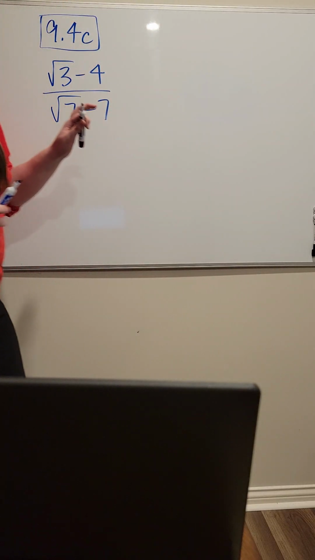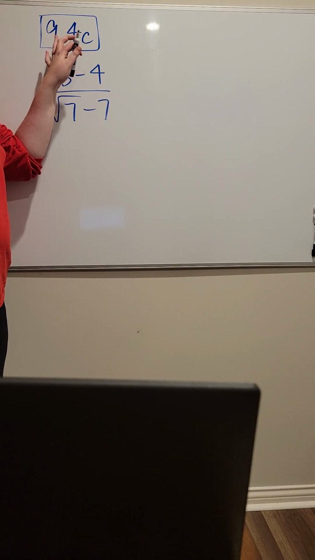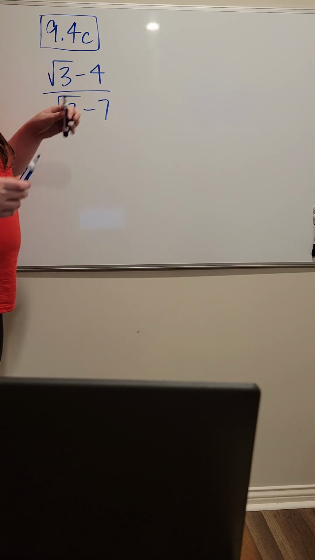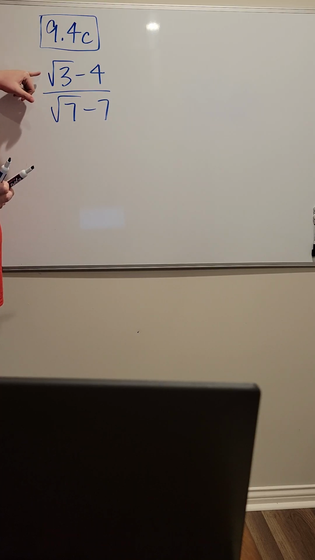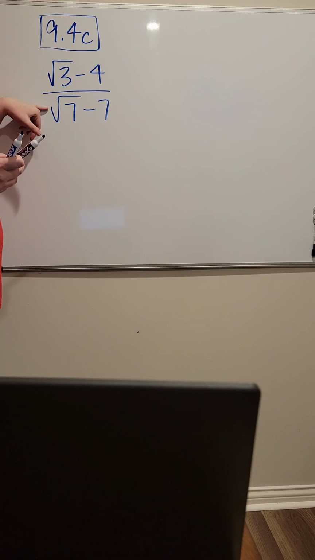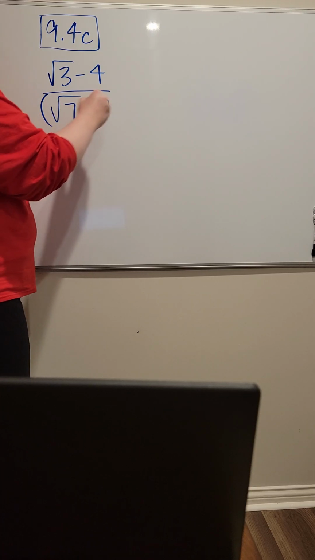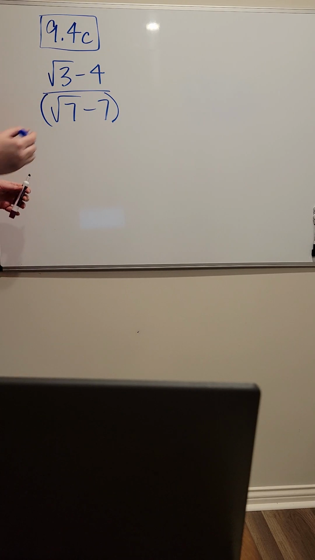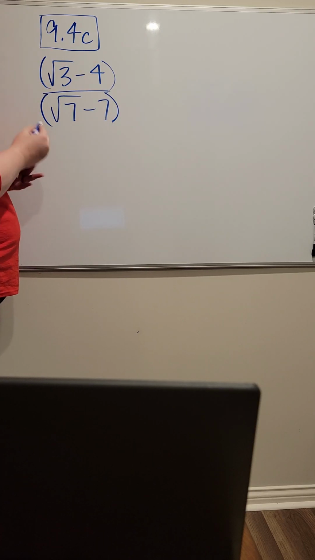Alright, Caitlin, I'm going to try to show you some of 9.4c here. So one example you'll see will be laid out like this. To rationalize the denominator, what you need to do is multiply by what's called the conjugate.